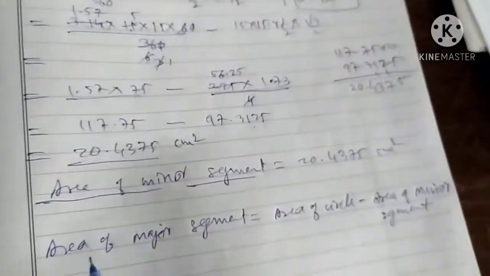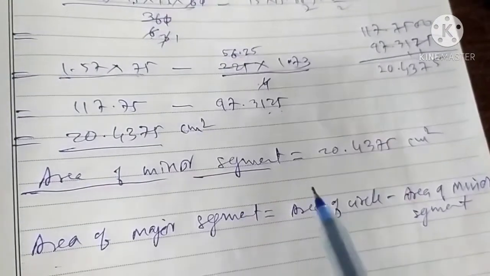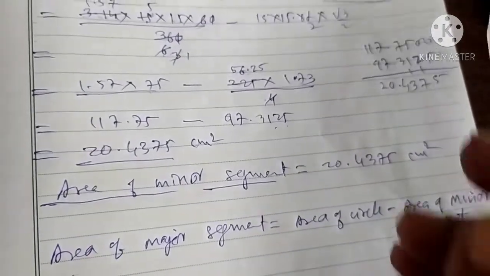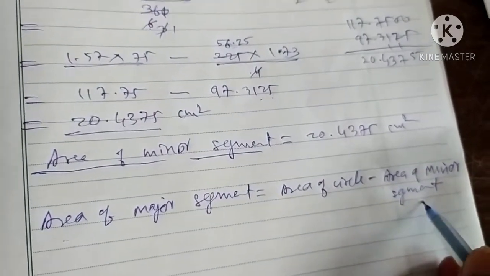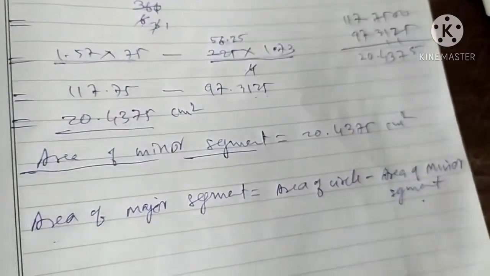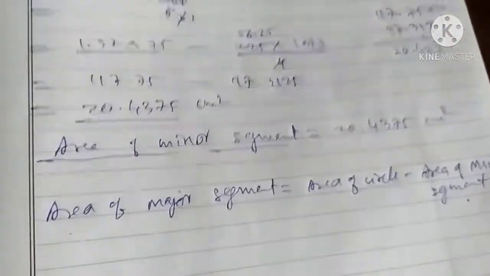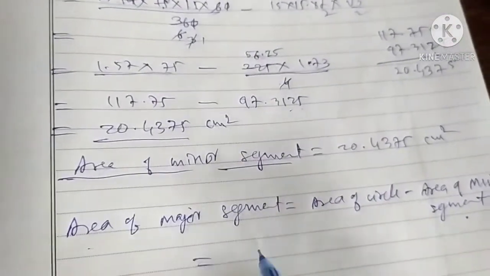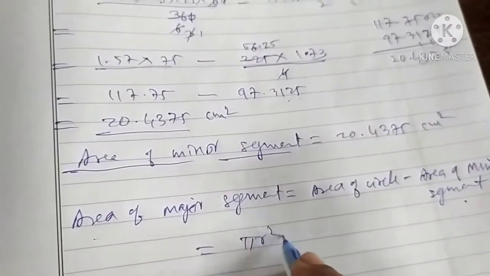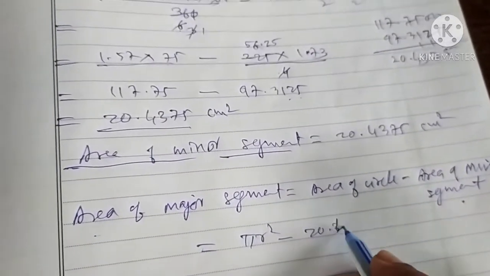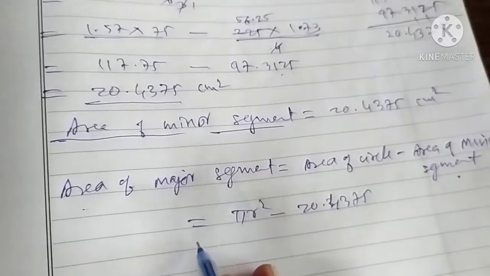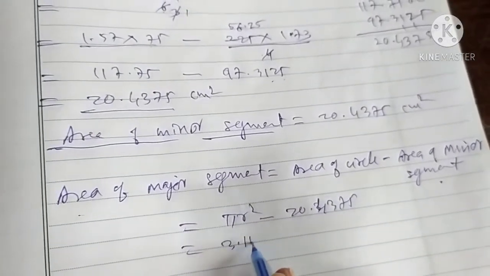Now see, we are finding the area of the major segment. What is the area of the major segment? The remaining part is the major segment. So area of circle minus area of minor segment. This combination is very important. Please remember it. Now let us put the values. Area of circle, you know, is pi r square, minus the area of the minor segment we calculated, 20.4375. Put the values. No delay.